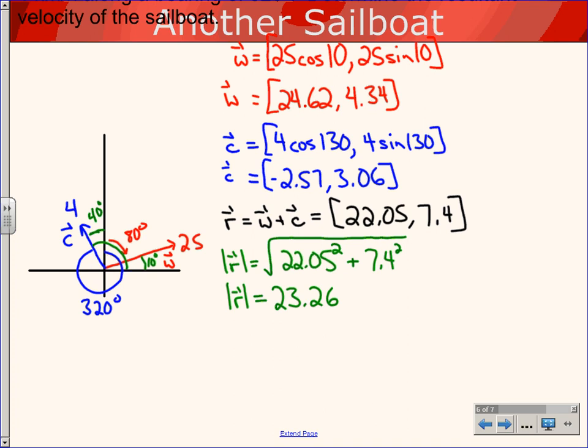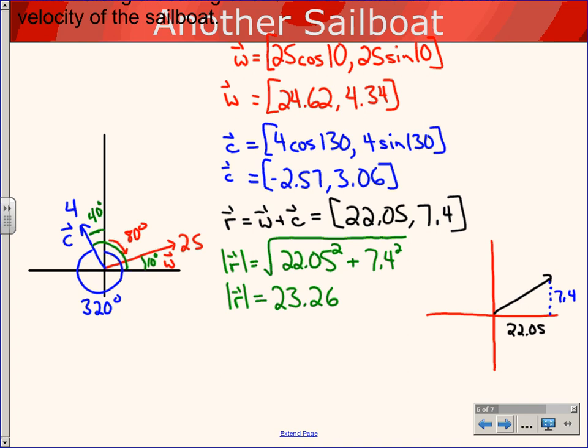But here's what I would recommend, and this has always worked well for Earth classes in the past. Just draw a little sketch of it. So here's my grid, and I want to actually sketch what vector r would look like. Vector r is at 22.05 and 7.4, so that's something like that. It's gone over 22.05, and it has gone up 7.4. Okay, not to scale, it doesn't matter.